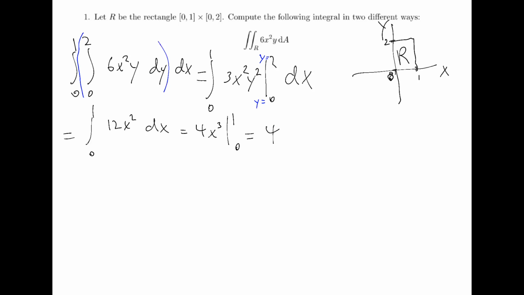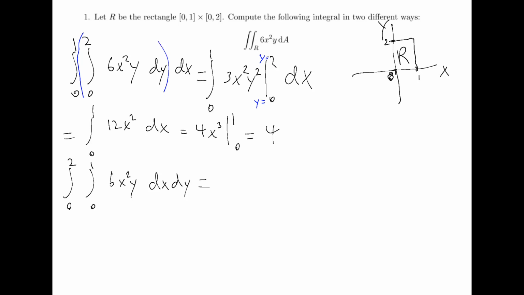Okay, we're also asked to compute it the other way. So first, integrate with respect to y, and y goes from 0 to 2. You can see that in the picture over here: y from 0 to 2, and x from 0 to 1. So we do them now in this order. We first integrate with respect to y, and then with respect to x, and we have the same integrand. Now let us compute this.